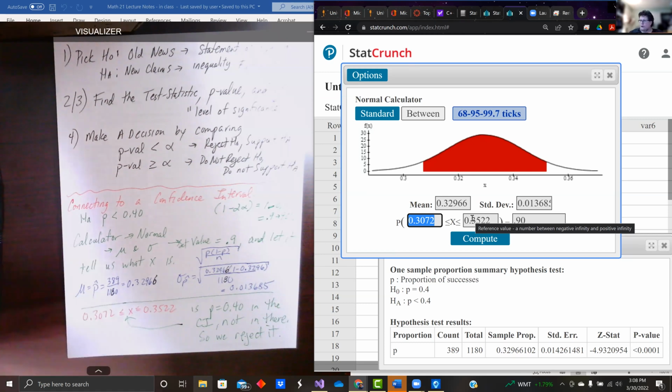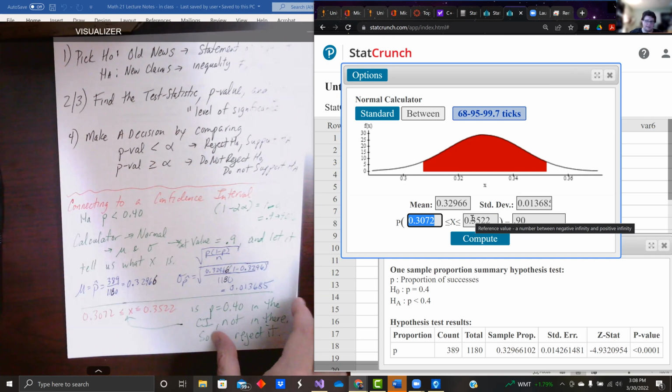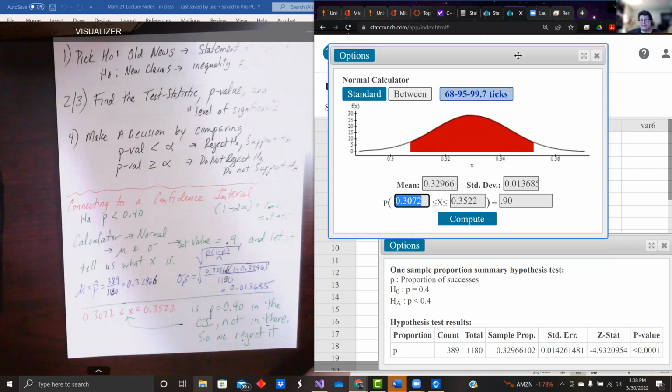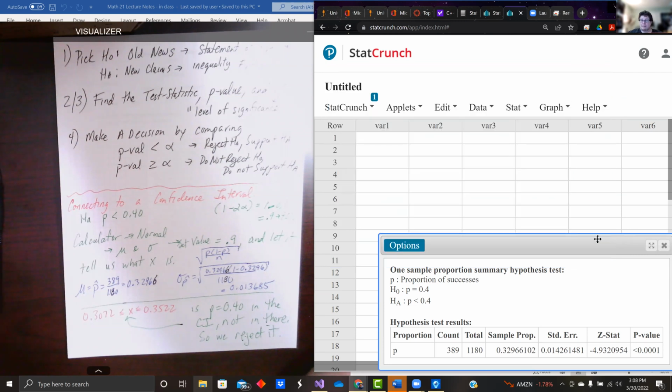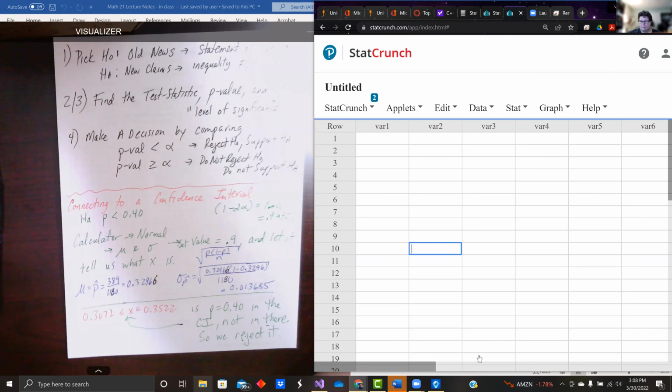That's the idea we're kind of going with there. How it connects to the confidence interval. Again, you don't need to do the confidence interval. I just wanted to show you how they relate, how this connects to that. It's not in there, so we reject it. Confidence interval supports the same decision. Let's see what else we can talk about before we switch to mean.